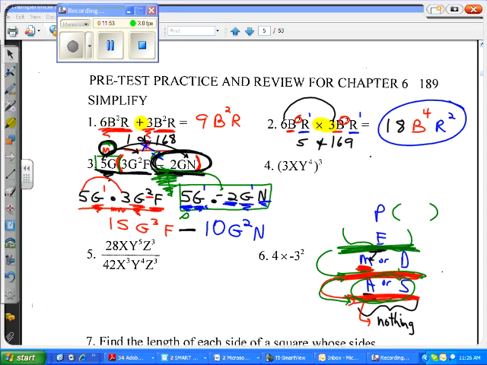The operation that separates those is subtraction. What we're dealing with is not like terms, therefore you cannot subtract. Therefore, that expression has been simplified. We simplified the expression using the distributive property. Any questions on number 3?